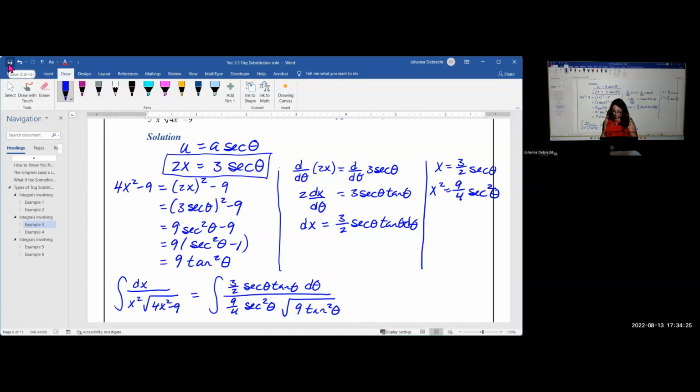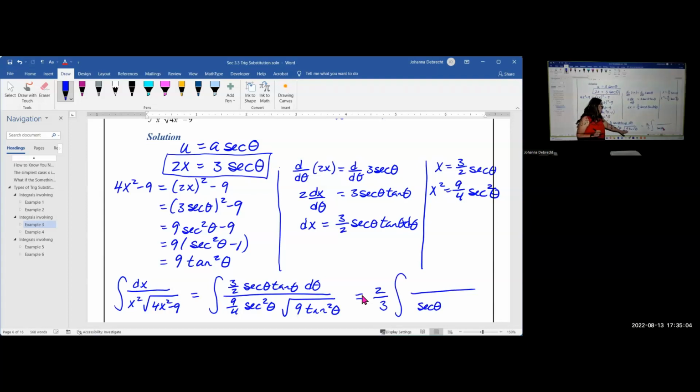And now we need to do a little bit of simplification. So when we do our simplification here, 3 halves divided by 9/4, the 3 over the 9 becomes 1/3. The 4 is the denominator of the denominator, so it flips to the numerator. 4 over 2 gives me 2, so I get 2/3. So I'm going to pull the 2/3 out of the integral. One of these secants will cancel one of these secants, and that will leave me a secant in the denominator. So then I'm going to have secant of theta in the denominator.